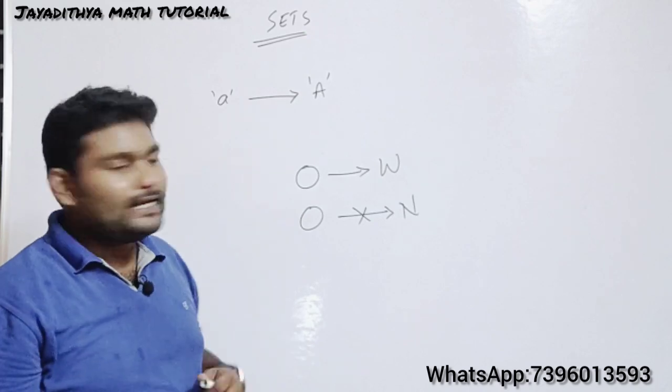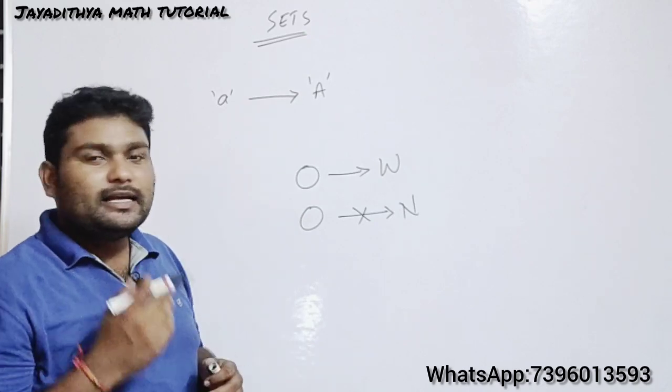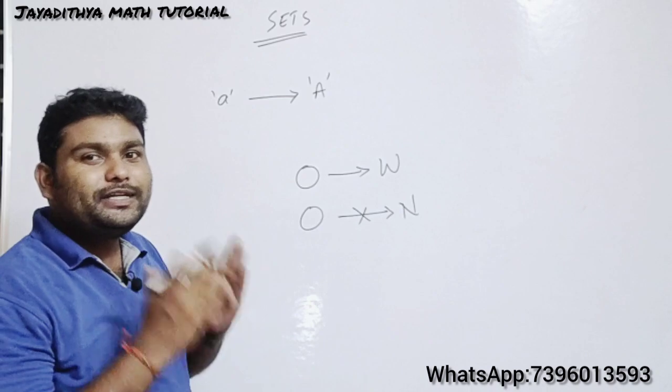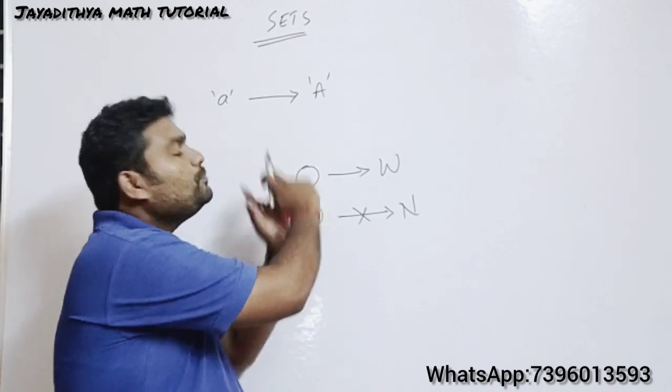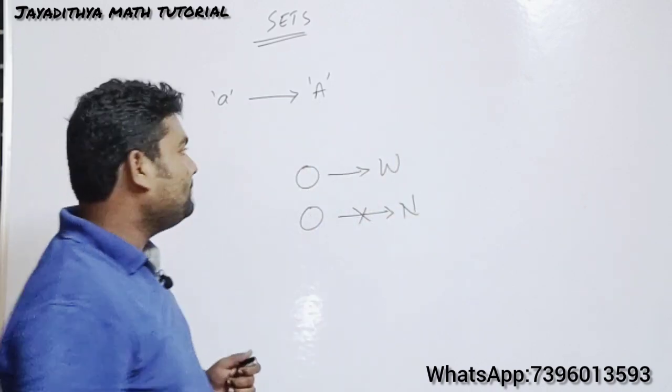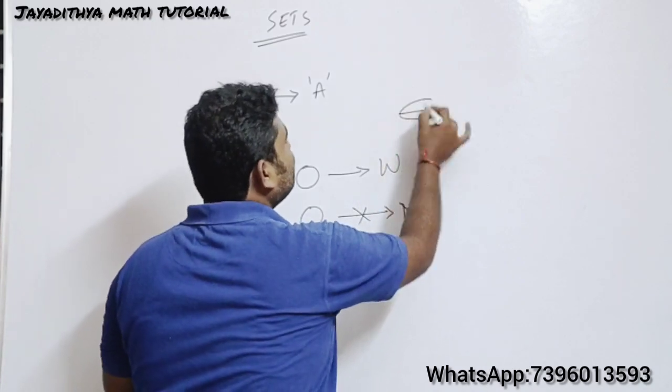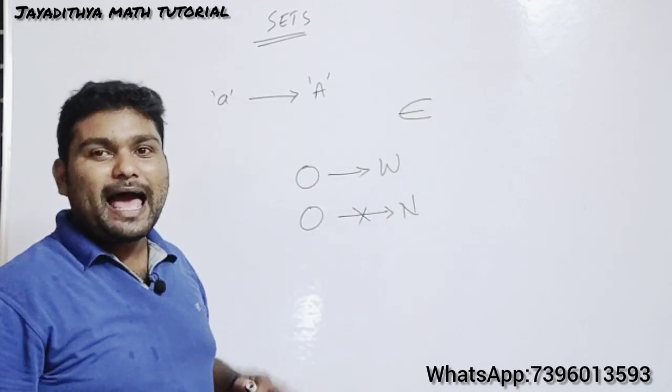So how will you tell this? Here you will be using a symbol to denote that 0 is an element which belongs to the set of whole numbers. What is that? The symbol will be like this. We call this symbol epsilon.